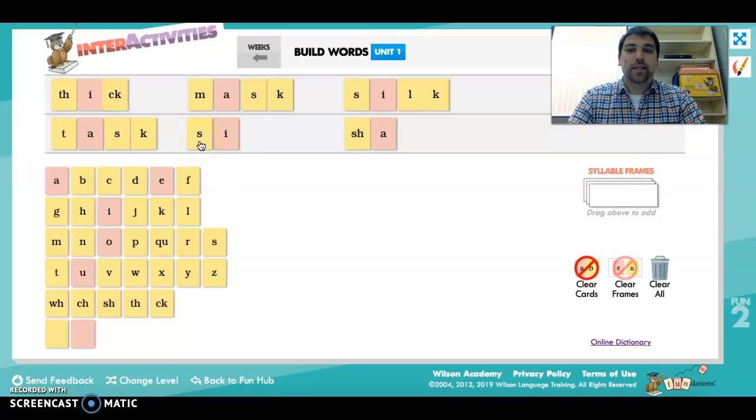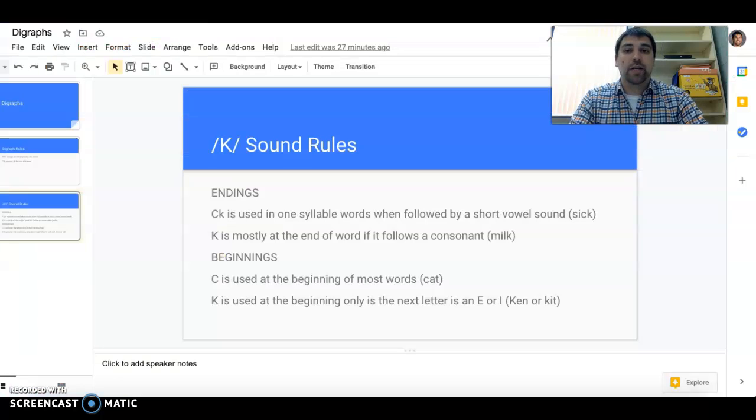And then sick. Sick. Pause it if you need more time. If you said CK, you are correct because it follows right after the short vowel. And then this one, shack. Pause it if you need more time. If you said CK, you are correct because again, it follows the short vowel. Okay. All right, we're going to go back and now we're going to talk about the endings.